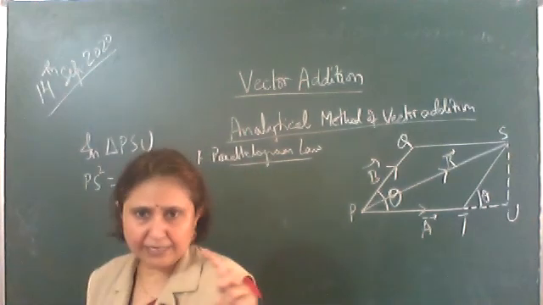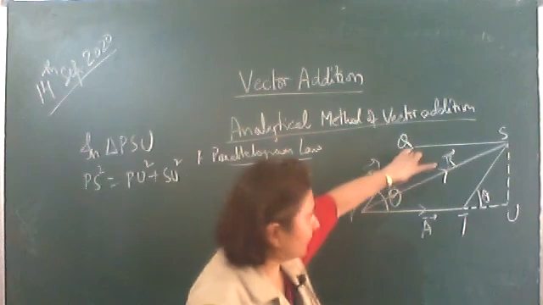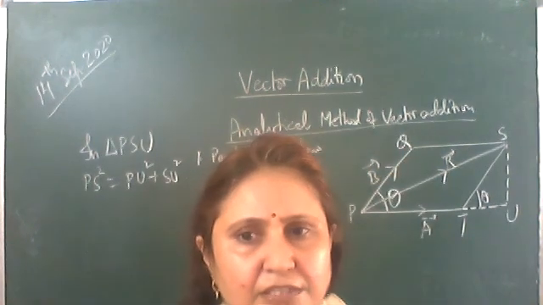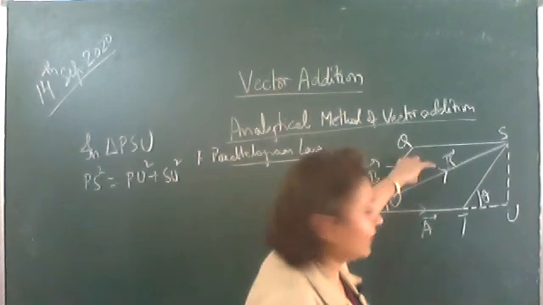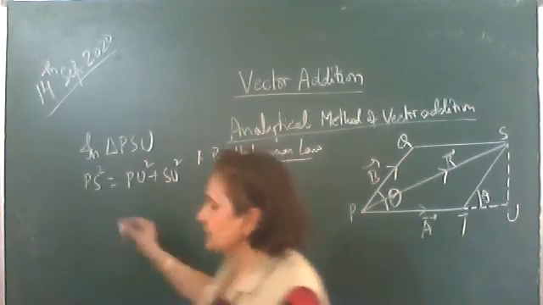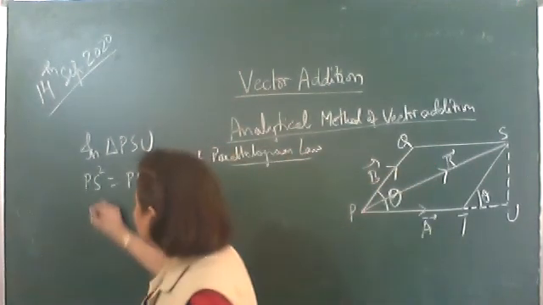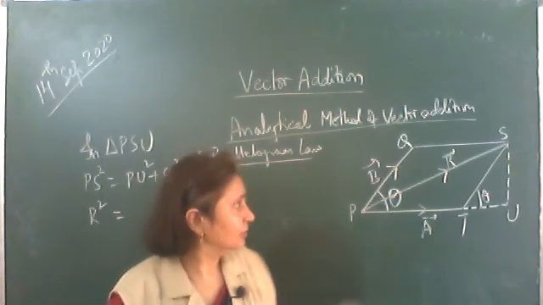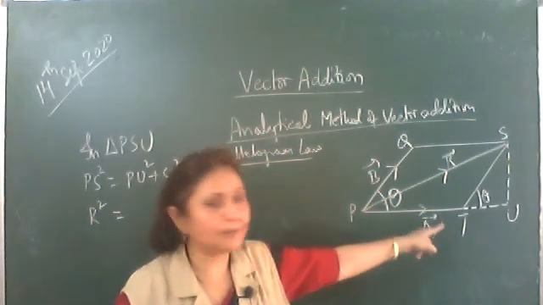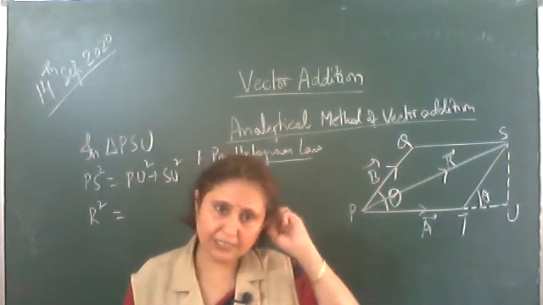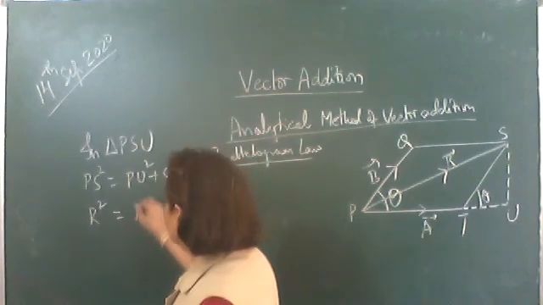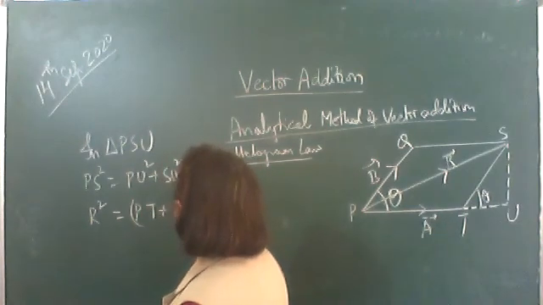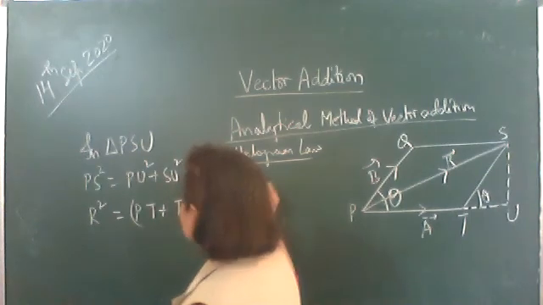What is this PS? PS is the length of the line, and length of the line is the magnitude of the resultant. Length is what? Magnitude. So PS square is R square. PU here can be written as PT plus TU. Can you see in the figure? This can be written as PT plus TU square plus SU square.